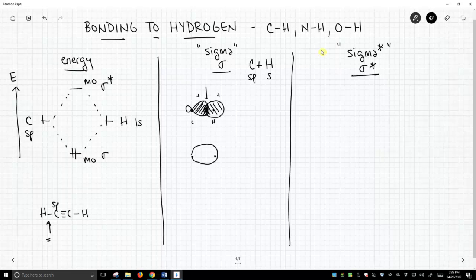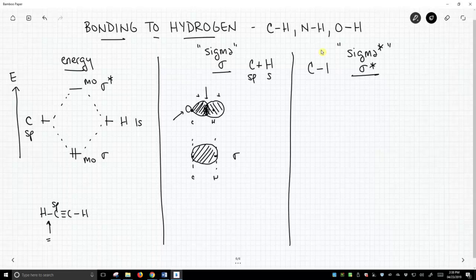I'm going to ignore the little tail off of the sp hybrid because it just makes the picture messy. Great overlap. Notice that between the two nuclei, we have lots of probability that we're going to see this hydrogen. This is our sigma bonding orbital. Okay, this is great. We've seen similar pictures to this before. How do we look at our sigma star?